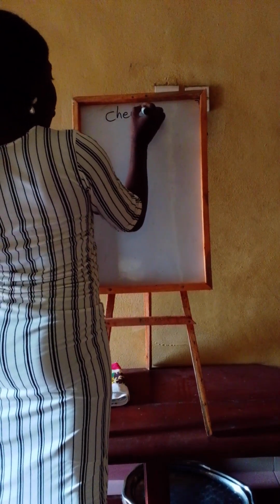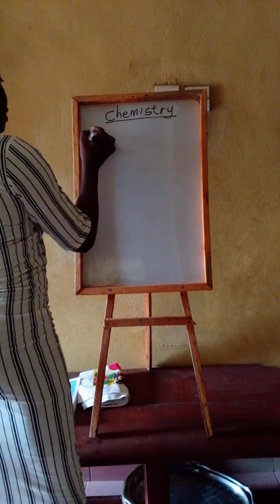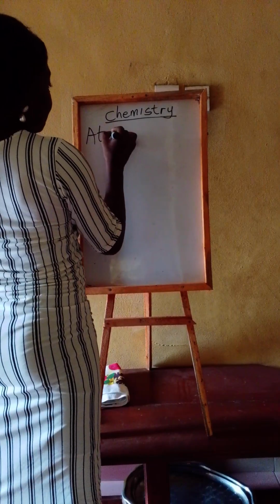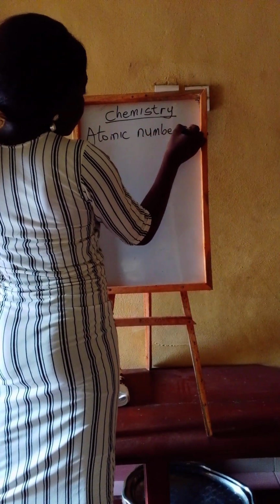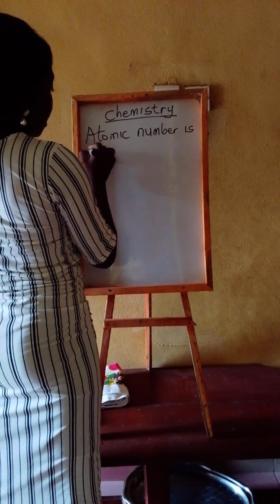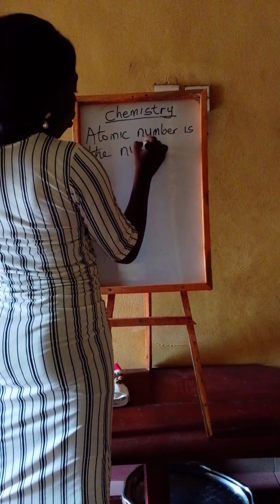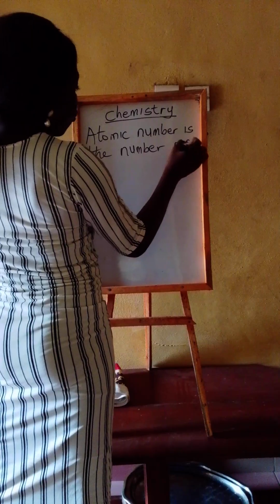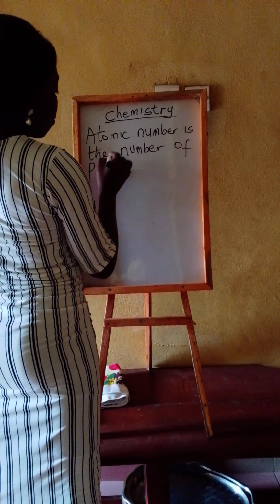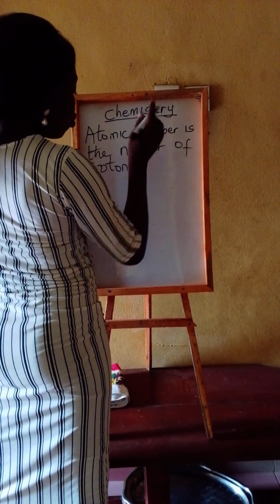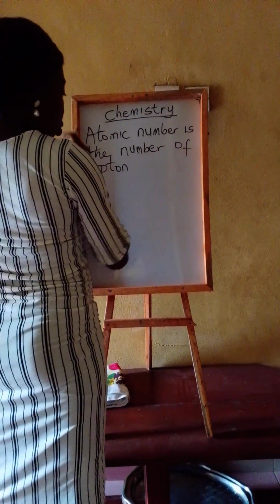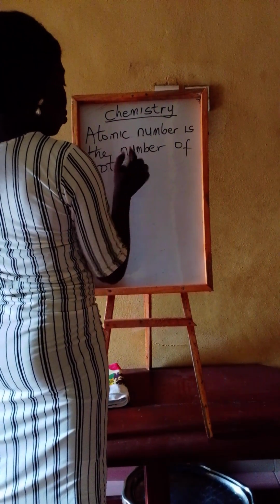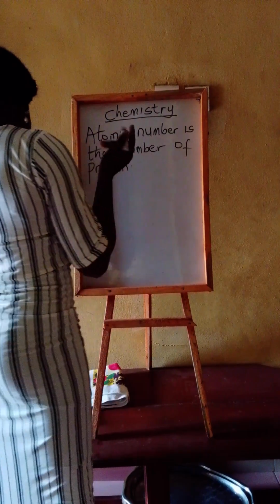Topic in chemistry today. That is atomic number. Atomic number is the number of proton. Then mass number.